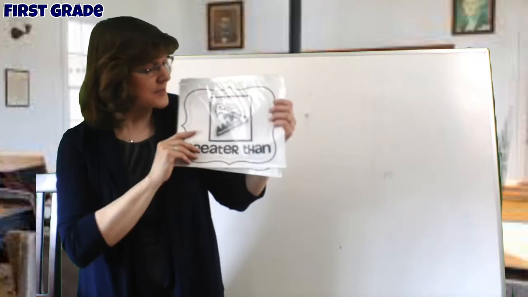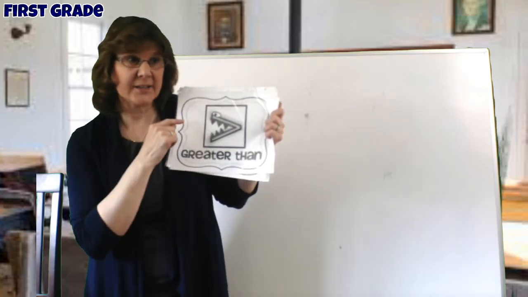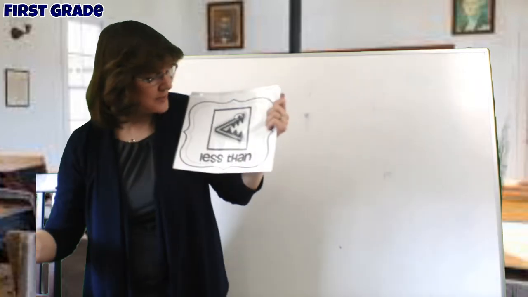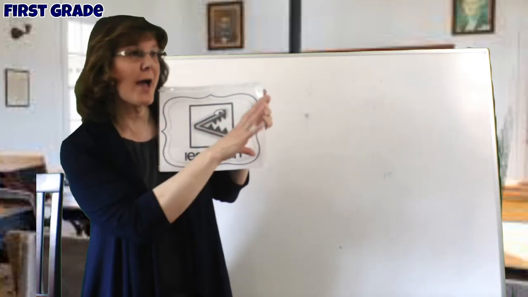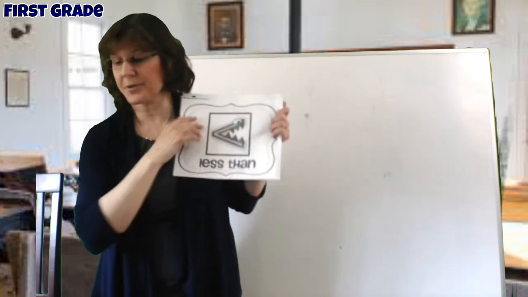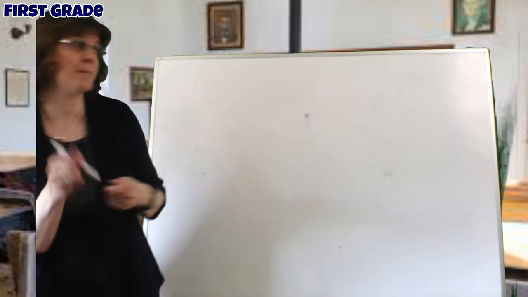I also have this symbol called greater than. And you can see it has alligator teeth because it wants to eat the larger number. And this one is called less than. So the smaller number will go on this side, and the greater number that the mouth wants to eat goes on the other side. So let me demonstrate what those symbols look like before we start our math lesson.